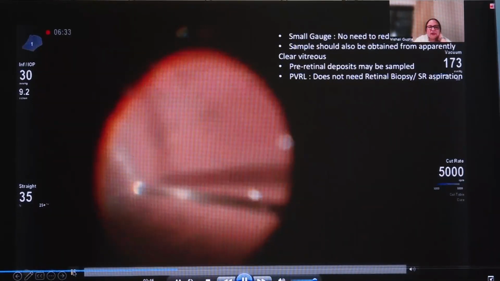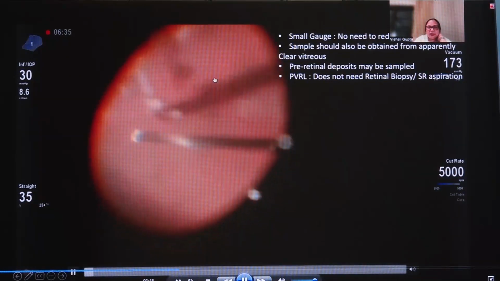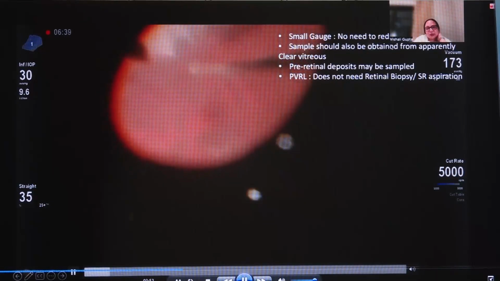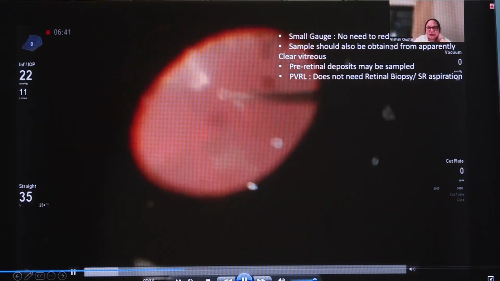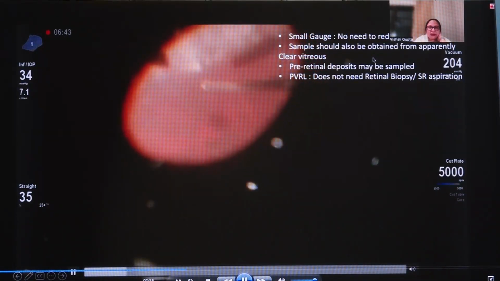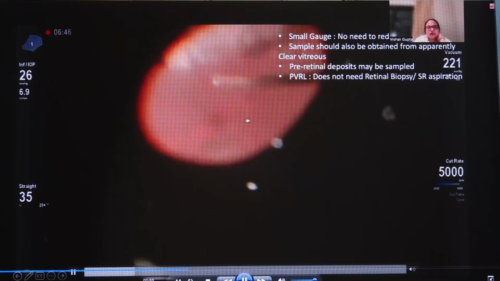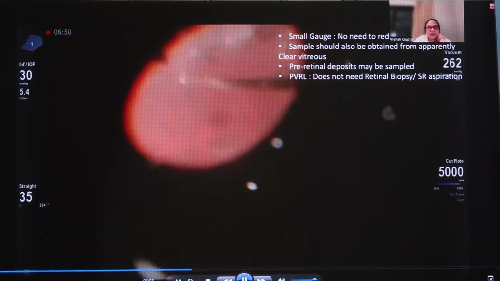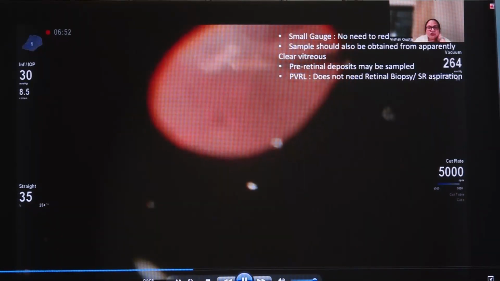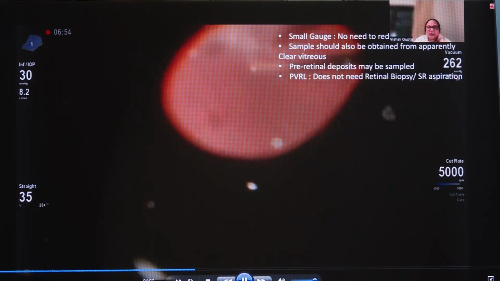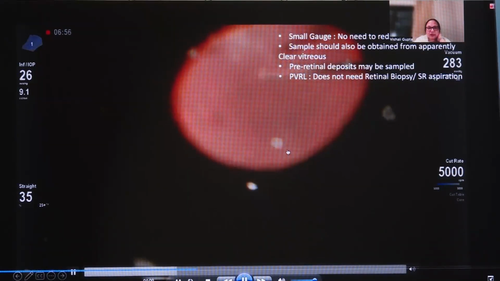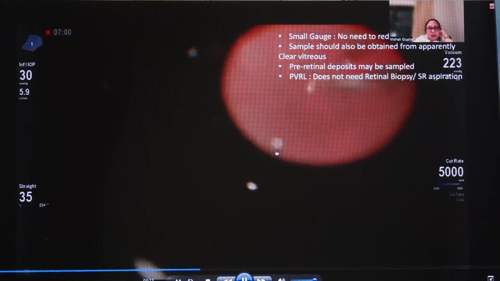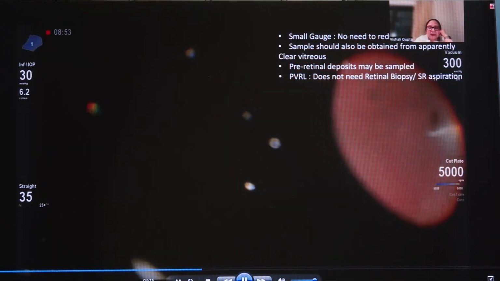And this time when we did vitrectomy, there were a lot of exudates which were taken. A few tips: with a small gauge, there is no need to reduce the cut rate, especially with 27G. Samples should be obtained from apparently clear vitreous. Pre-retinal deposits, whenever seen, should be sampled, and you should use the aspiration needle, as you will see in this video, to go close to the retina and take the aspirates.